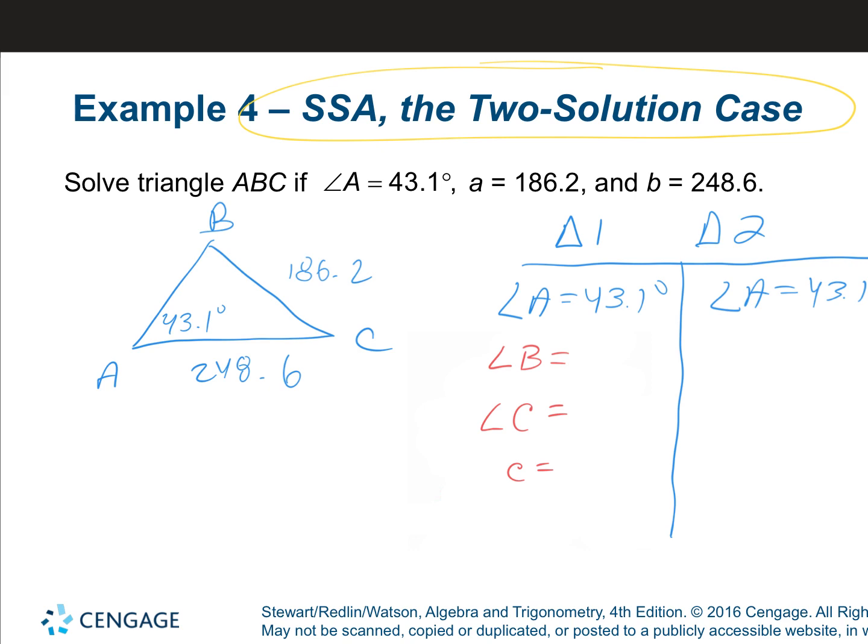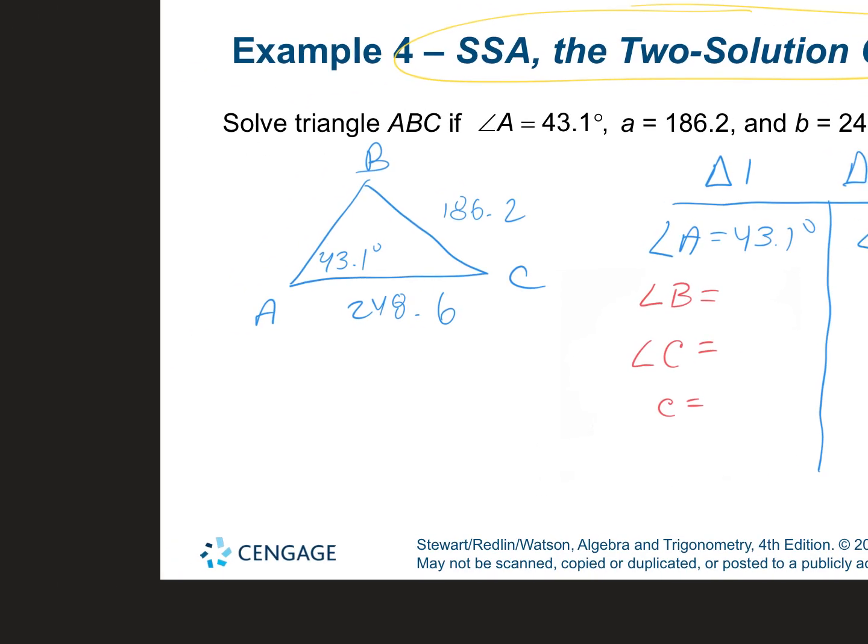So how would we figure out angle B? With the given information in our triangle, what would you set up? Sine 43.1, good, over 186.2 equals sine of B, which I don't know yet, over 248.6. Exactly what we did yesterday, right? So now we cross multiply.